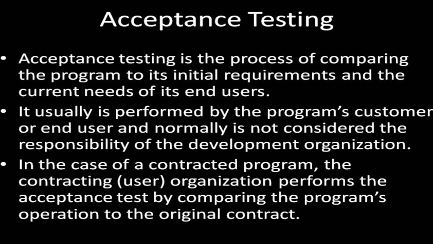In the case of a contracted program, the contracting user organization performs the acceptance test by comparing the program's operation to the original contract. As is the case for other types of testing, the best way to do this is to devise test cases that attempt to show that the program does not meet the contract. If these test cases are unsuccessful, the program is accepted. In the case of a program product, such as a computer manufacturer's operating system or compiler, or a software company's database management system, the sensible customer first performs an acceptance test to determine whether the product satisfies its needs.